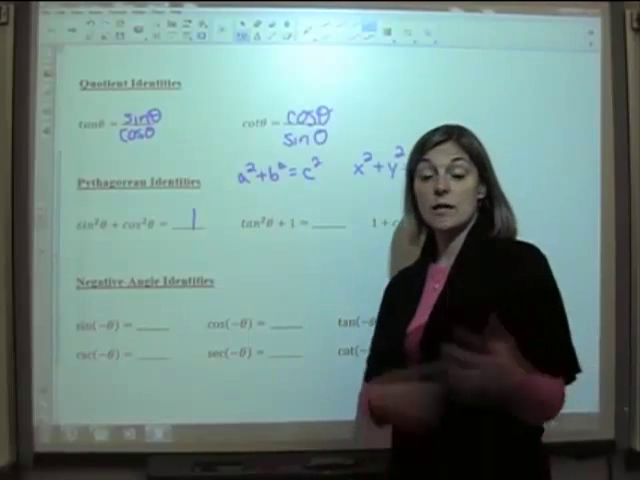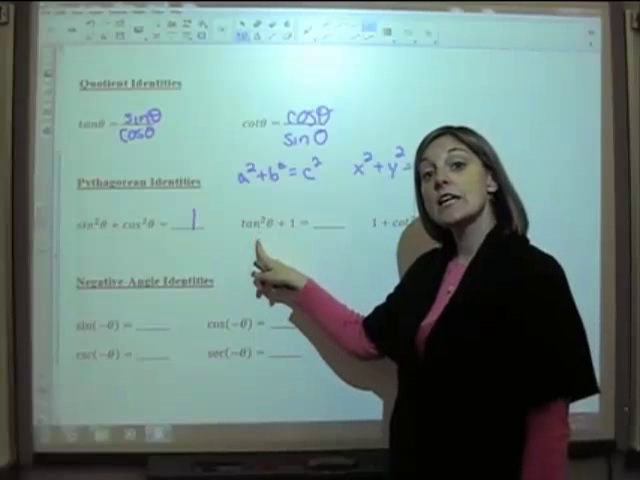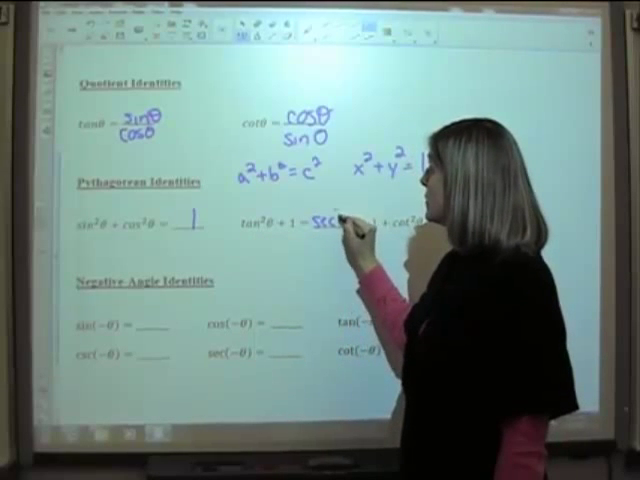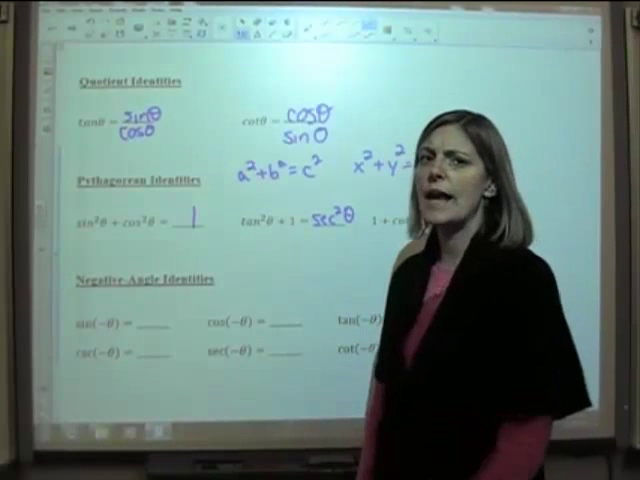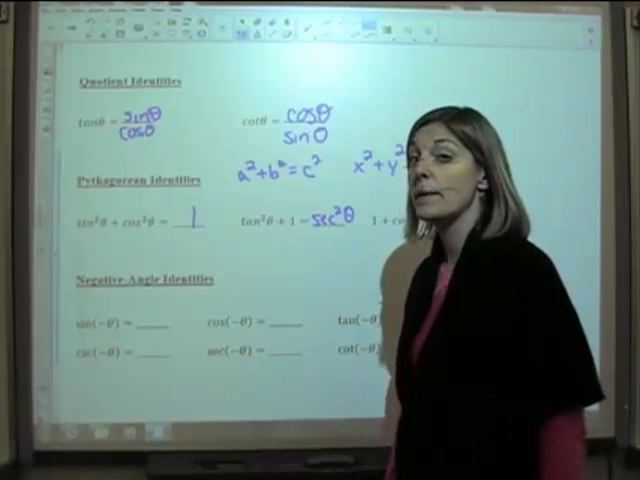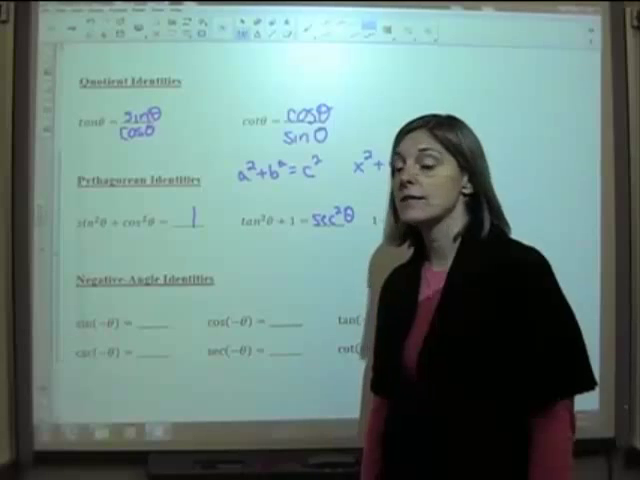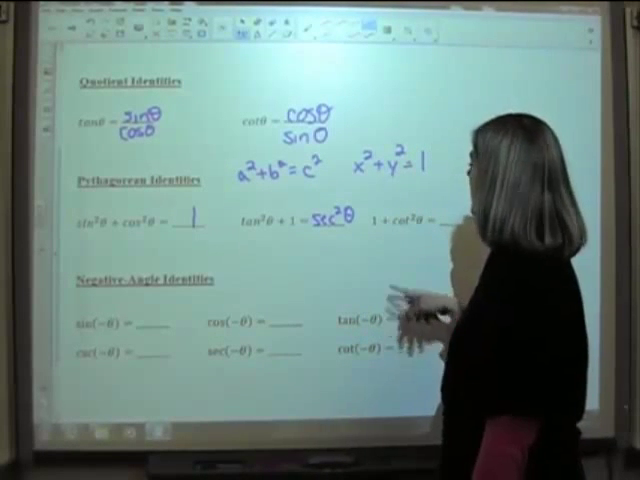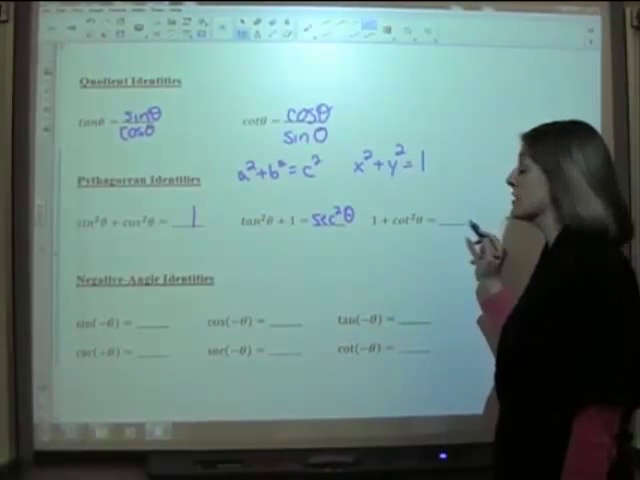And then by using some manipulations of that same formula, you can find that tangent squared theta plus 1 is equal to secant squared theta. And we'll talk about how we can get to that in class. And 1 plus cotangent squared theta is equal to cosecant squared theta.